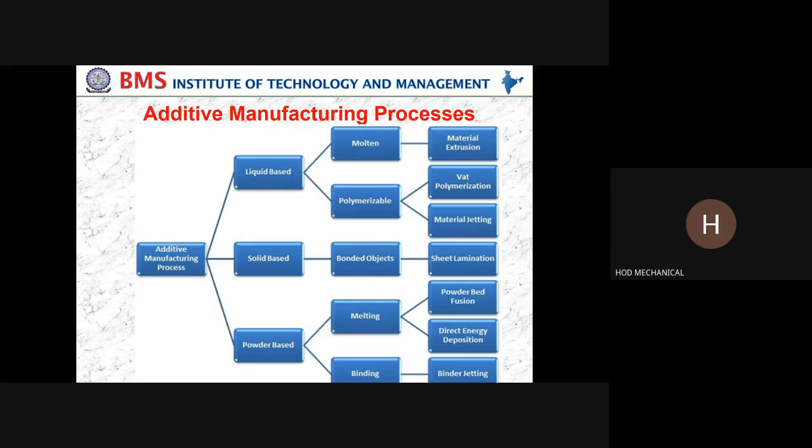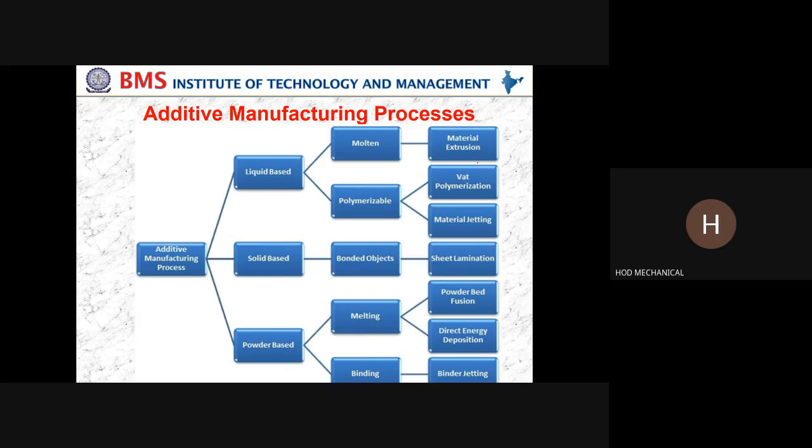Now, based on this, these are all the processes. Remember, don't get confused. These are all the names of the processes. The material extrusion process can be done by using a technology. There are different technologies, and I will just name some of them.